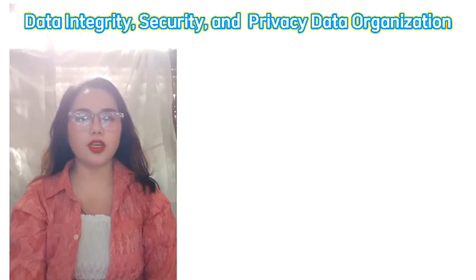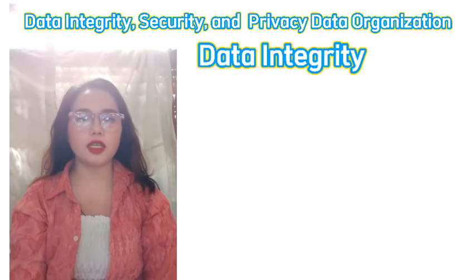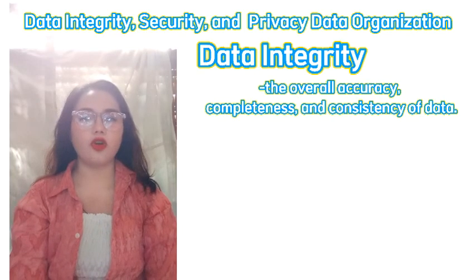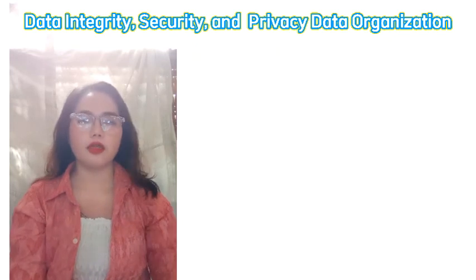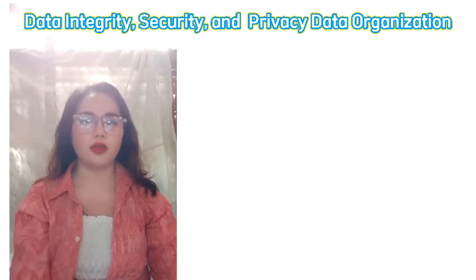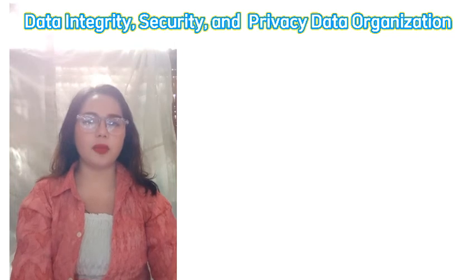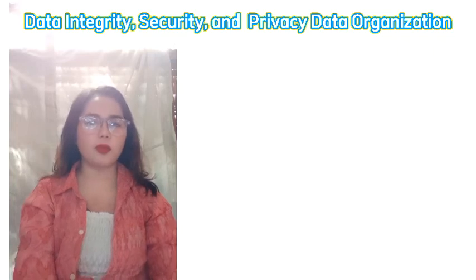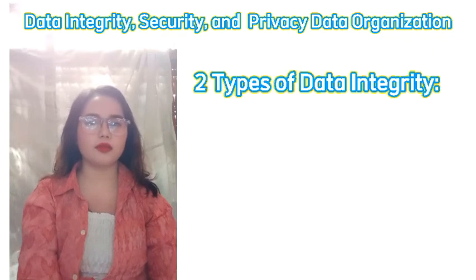Data integrity, security, and privacy data organization. Data integrity is the overall accuracy, completeness, and consistency of data. Data integrity also refers to the safety of data in regard to regulatory compliance, such as GDPR compliance, and security. It is maintained by a collection of processes, rules, and standards implemented during the design phase.